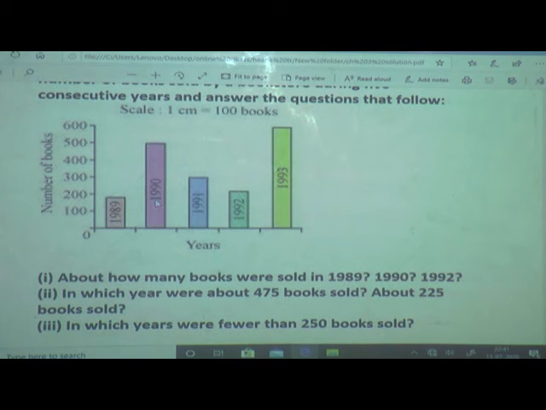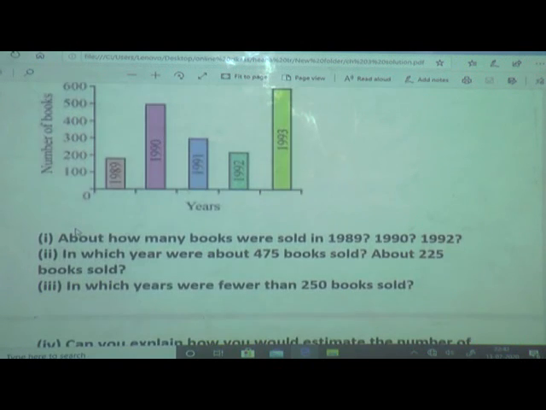You can write the answer as 1990, that 475 books were sold in the year 1990, and about 225 books. So we have to see in between 200 and 300, where is 225 books. You can see here, this will be 1992. You can find out 225 with the help of a ruler, or you can see the graph paper, so you can find out that answer.